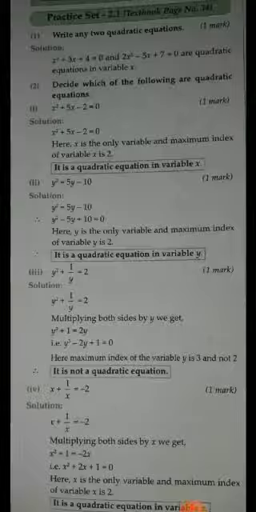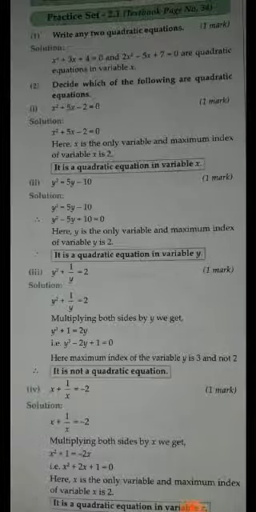For example, you will make the equation as x square plus 3x plus 4 is equals to 0, and you can make the equation as 2x square minus 5x plus 7 is equals to 0, and you can make the equation as y square minus 2y minus 7 is equals to 0, or you can make it as x square plus 2x plus 10 is equals to 0. So likewise you can make the equations.